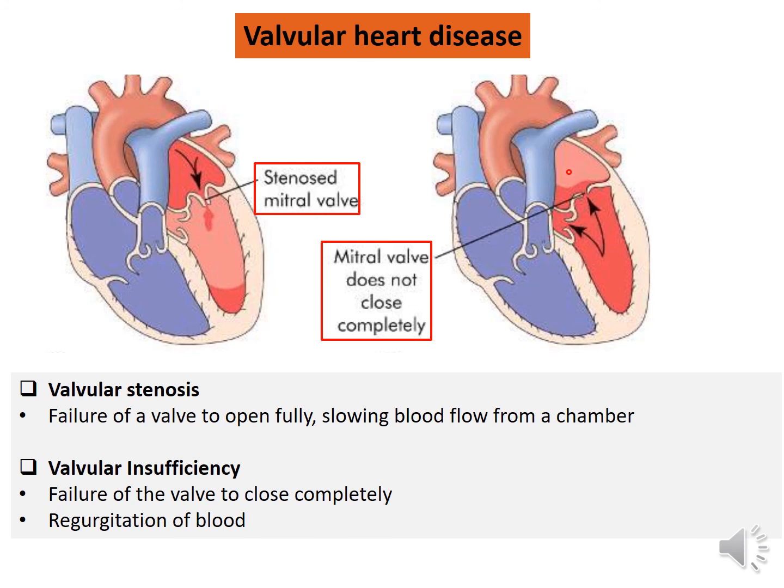So this is about the difference between valvular stenosis and valvular insufficiency. Both are explained in relation to the mitral valve. One is stenosis, where the valve fails to open fully, and here there is a failure of closure of the valve. So this condition is called valvular insufficiency.